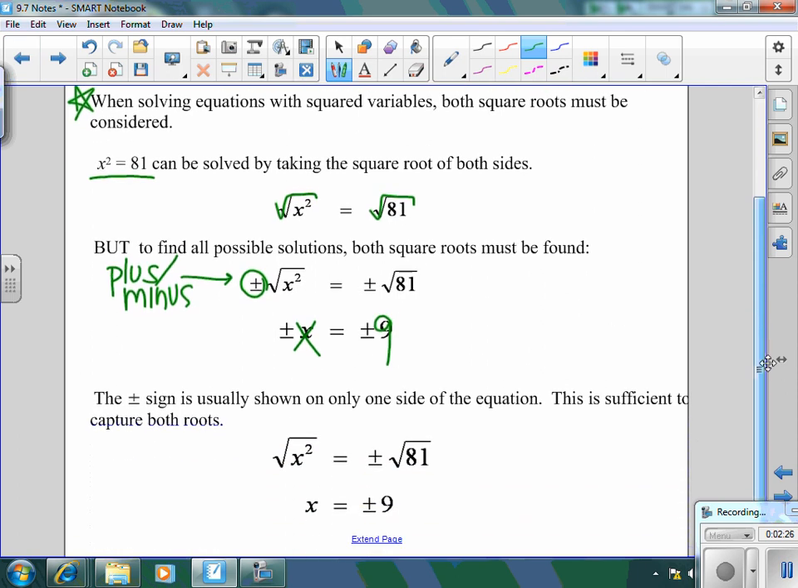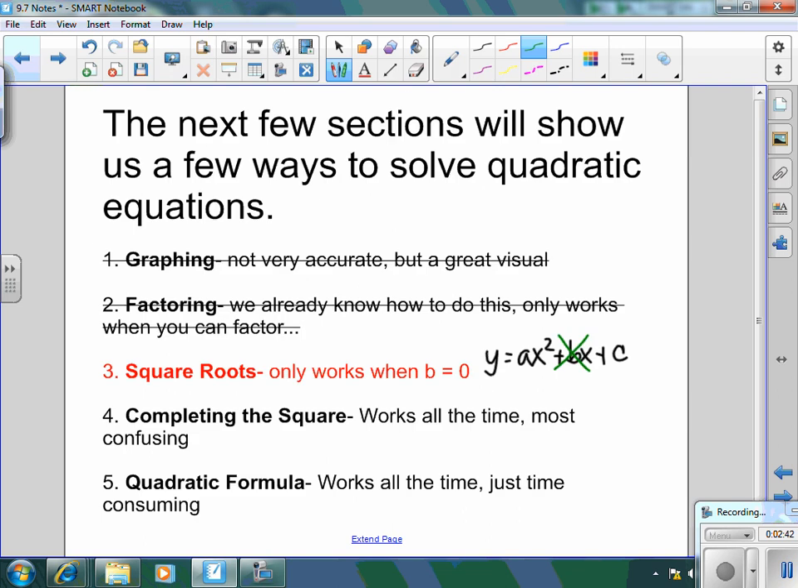And then we usually don't write the plus or minus on both sides because we can simplify it to just positive 9 or negative 9 works. So you have to remember the square root. You have to remember that there are two options. So let's do some problems.